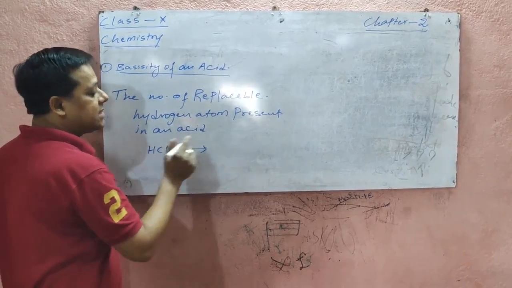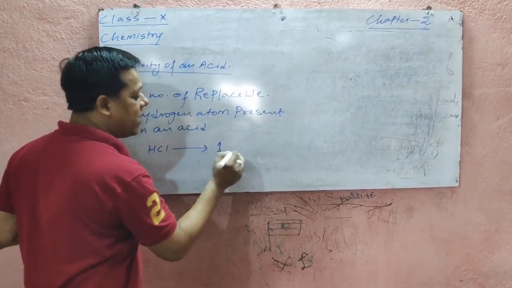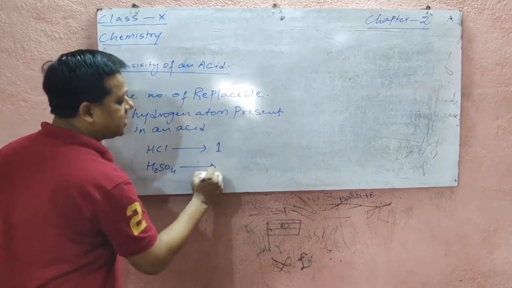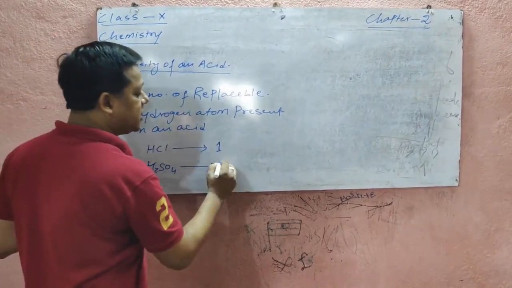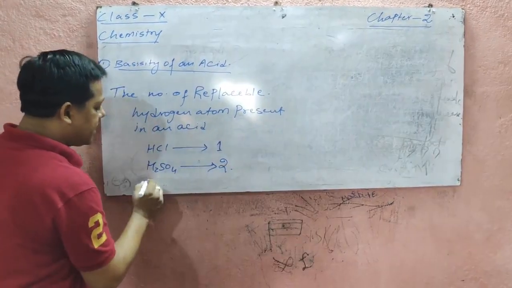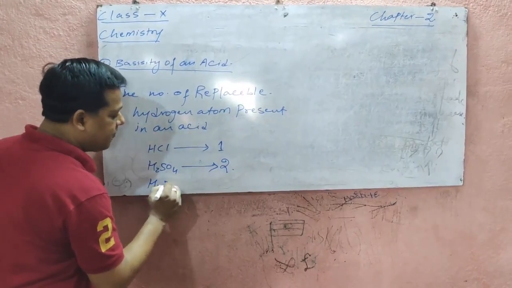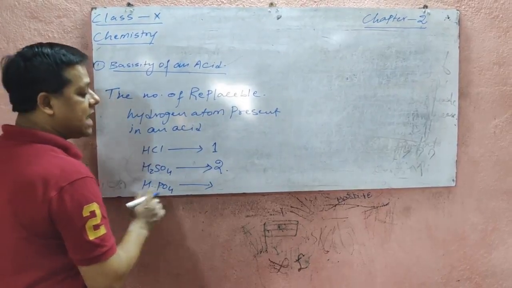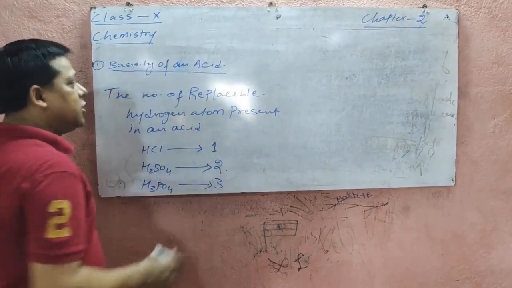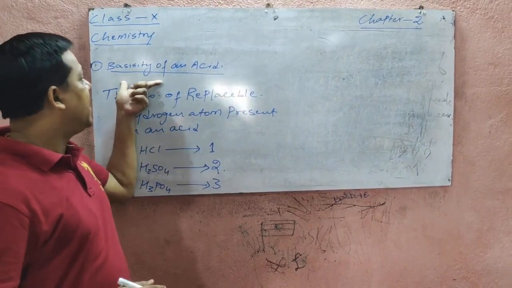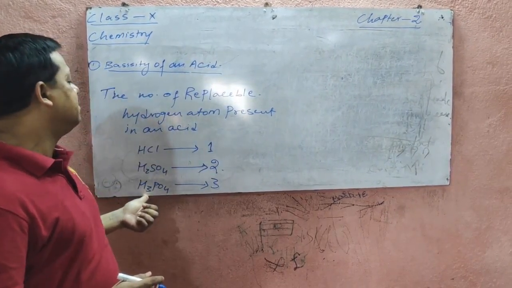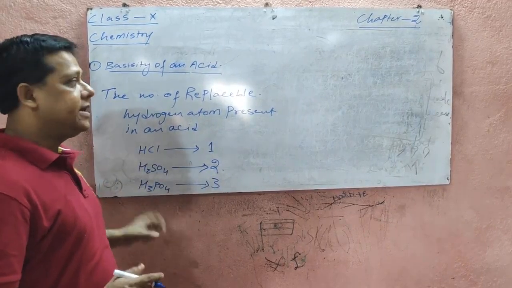So, in HCl, the basicity of an acid is 1. If we take H2SO4, here the basicity of an acid is 2. If we take H3PO4, phosphoric acid, here the number of replaceable hydrogen atoms is 3. So we can define basicity of an acid as the number of replaceable hydrogen atoms present in an acid.